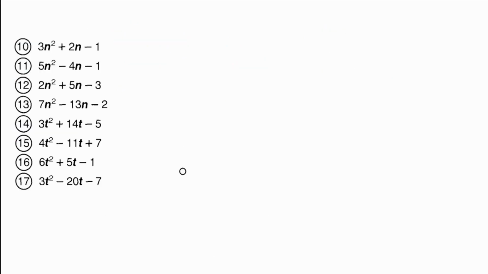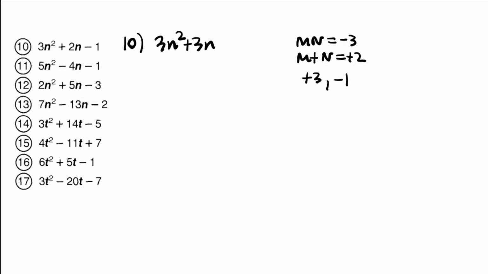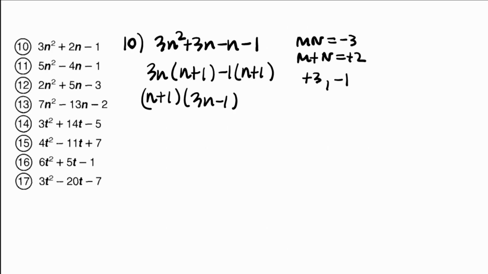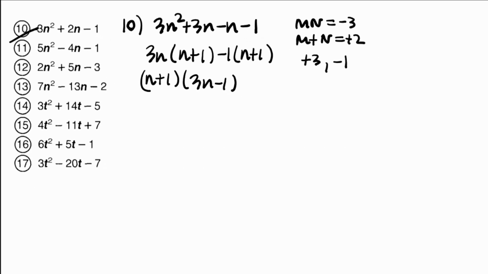Alright, now the second half of these, maybe I'll go a little faster. With number 10, I'm thinking of two numbers that multiply to negative 3 and add to positive 2. So it's got to be positive 3 and negative 1. So that's 3n squared plus 3n minus n minus 1. I can factor out a 3n and be left with an n plus 1, and a negative 1 and be left with an n plus 1. And then I'd have n plus 1 multiplied by 3n minus 1.